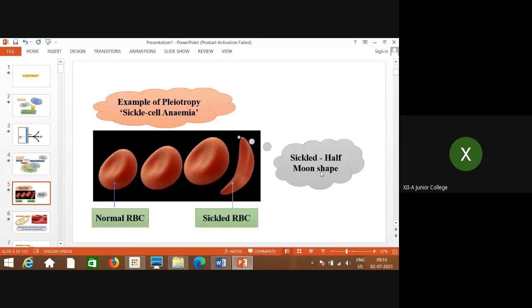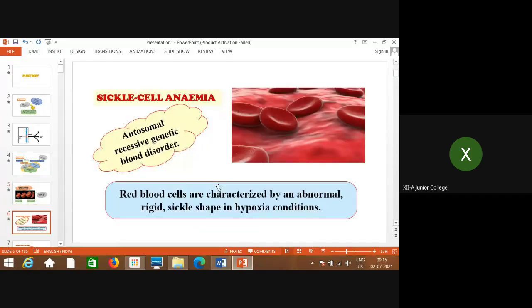The best example given in your textbook is sickle cell anemia. Try to understand what exactly it is. Sickle cell, sickle means what? See, these are the blood cells, the RBCs, red blood cells. The normal size and shape of the blood cells is like this, a little bit rounded, spherical. This is the normal RBC. And when it becomes sickle shaped, this is the shape, that is called half moon shape. So this is what happens.